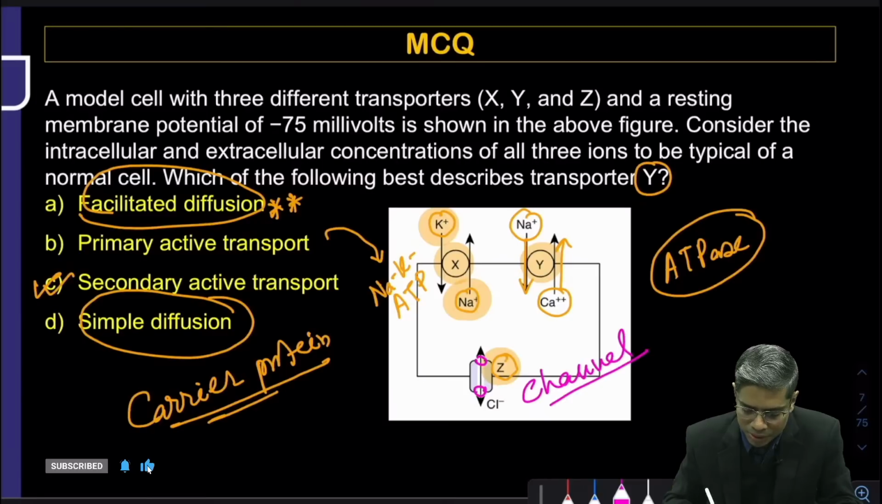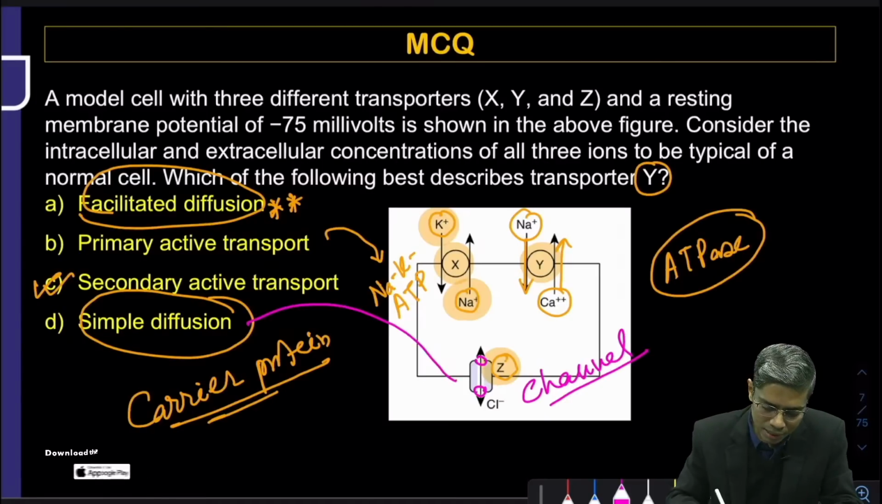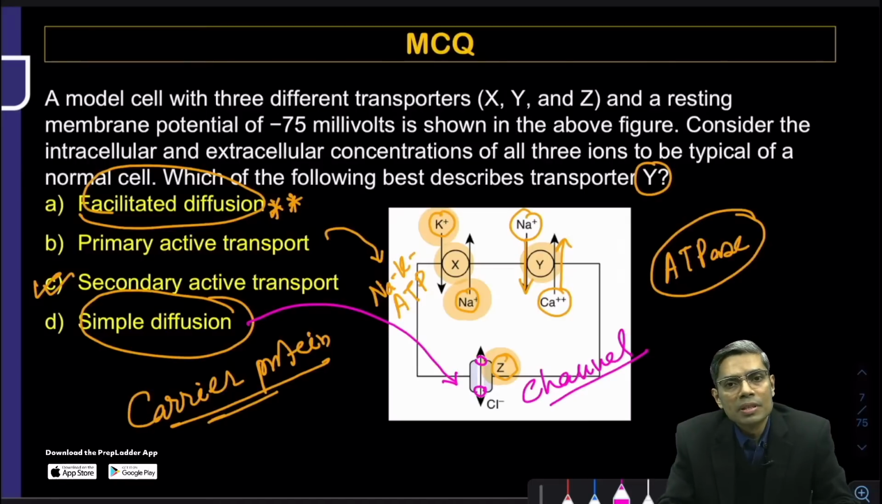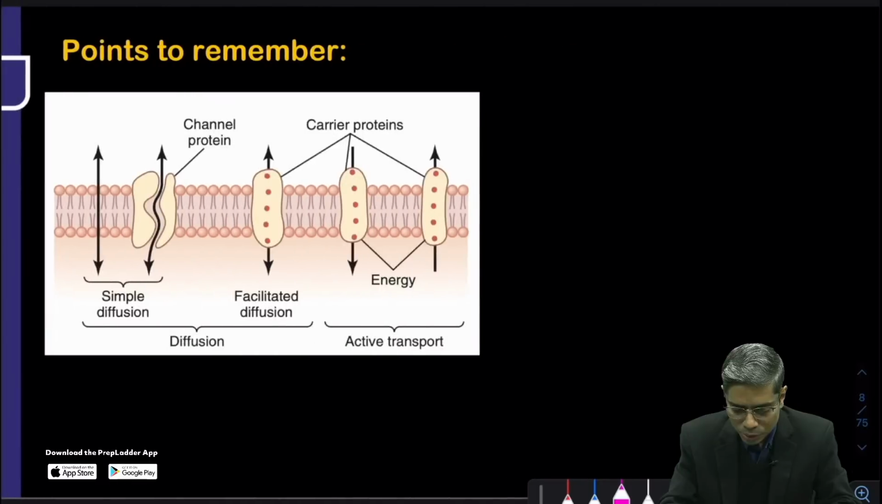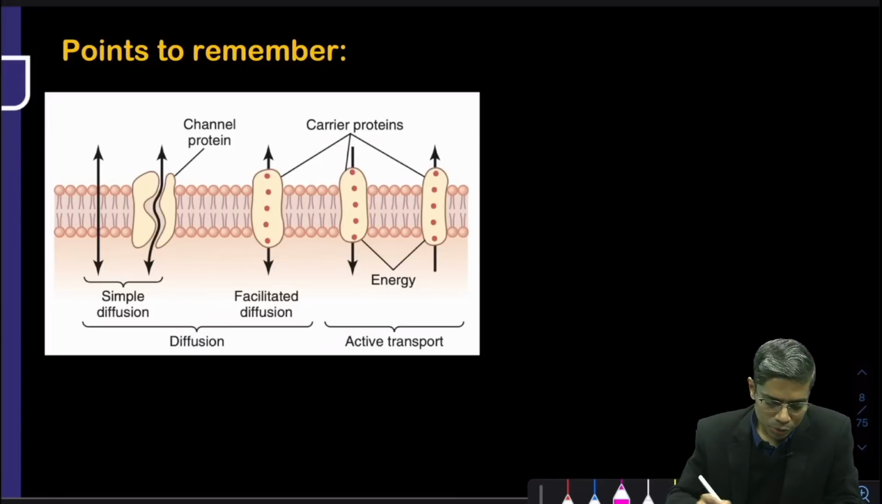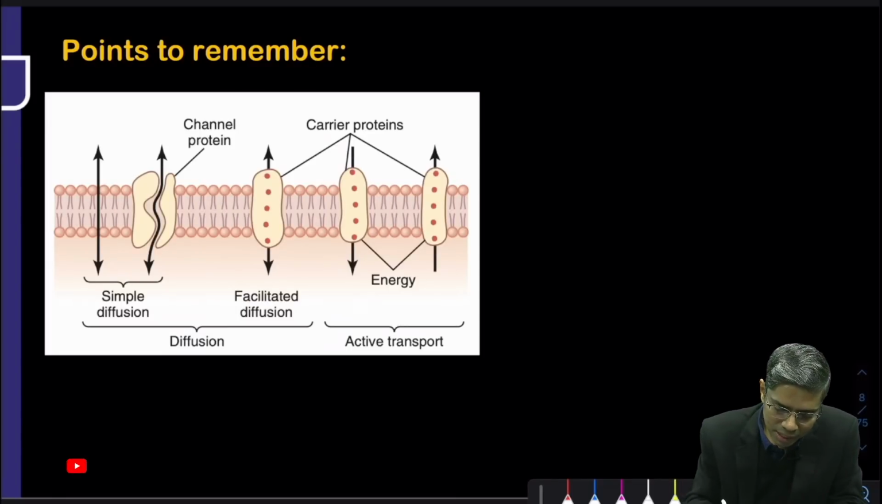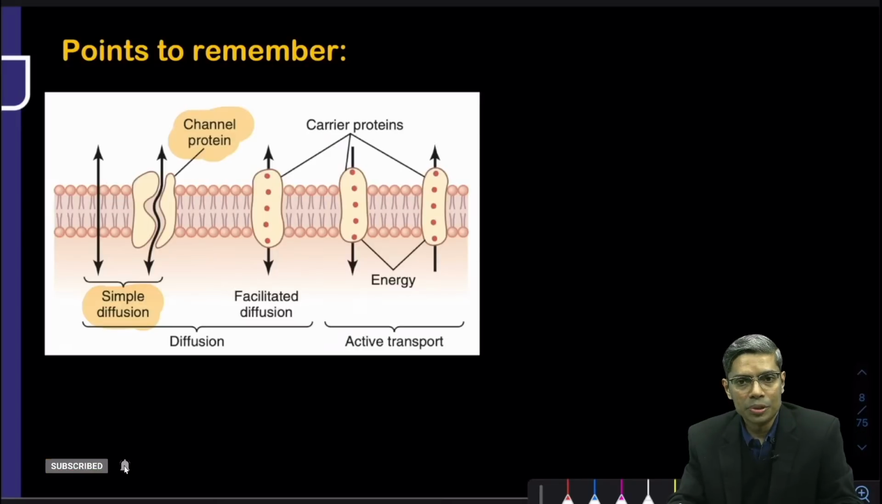This is typical of a channel, and you know channels are simple channels. If something is moving through a channel, that is a simple diffusion process, right? So look here, if you don't believe me. This is a diagram I have taken from Guyton. Here you can find that this is a channel protein. Channel proteins are put into the category of simple diffusion, right?